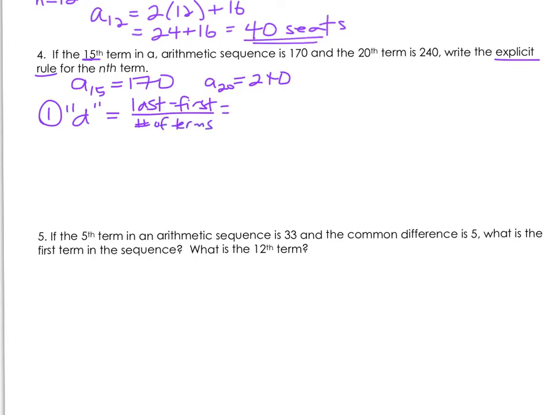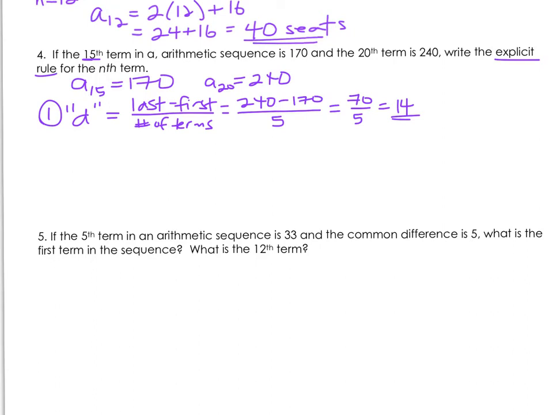So in this case, our last term is the 20th term, it's 240, minus the first term that we know is 170, that's the 15th term. How far apart are those two terms? Between 15 and 20, there are a total of 5 terms between them. So now we just simplify. 240 minus 170 is 70, divided by 5 equals 14. That means we're adding 14 each time. That's how you find the common difference.